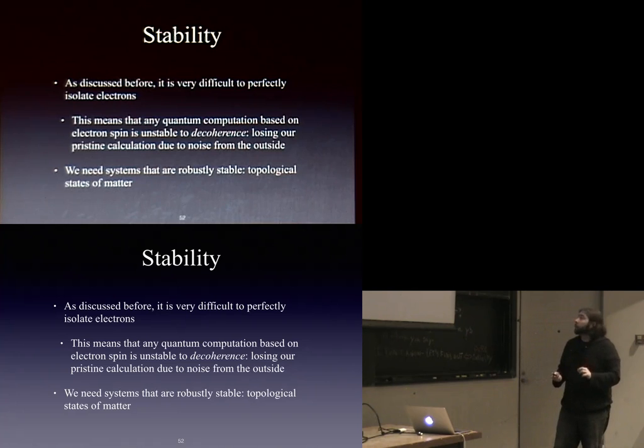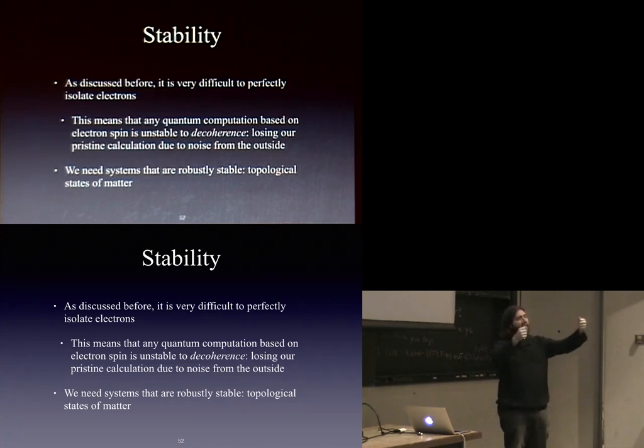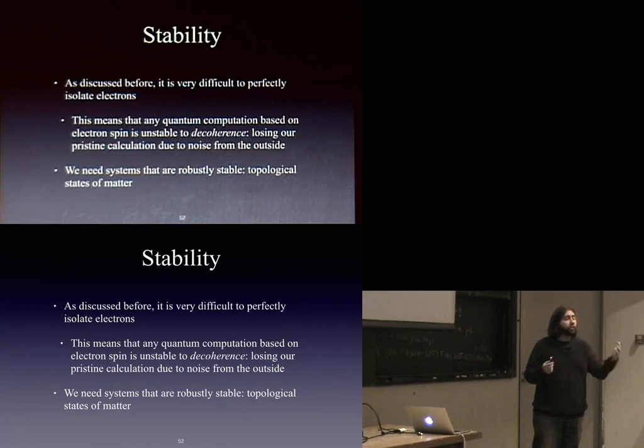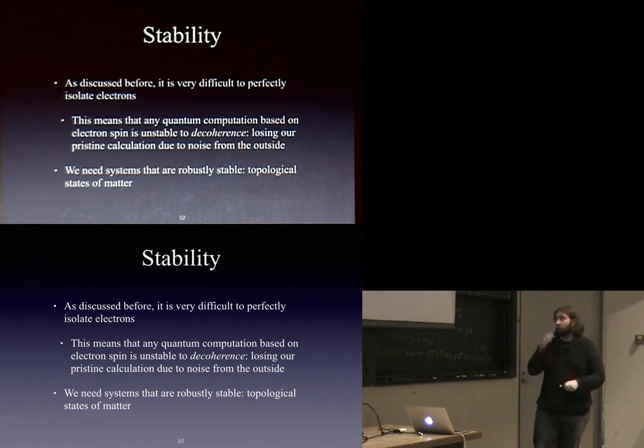So any quantum computation based on just something as simple as electron spin is unstable to something called decoherence, which is basically, I wanted to have my two electrons, and they're just entangled with each other and not entangled with anything else, but there's some external environment, and that external environment can affect them in such a way that they no longer are strongly entangled with each other. And if they're no longer strongly entangled with each other, you can't use that way of constructing highly entangled states to do this quantum parallelism, and so your quantum computer won't really work.